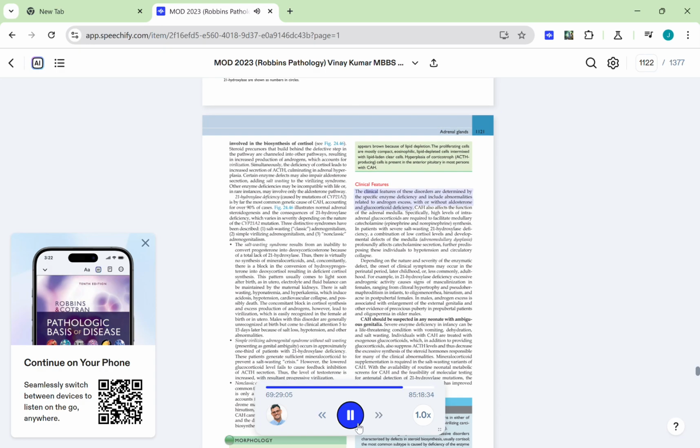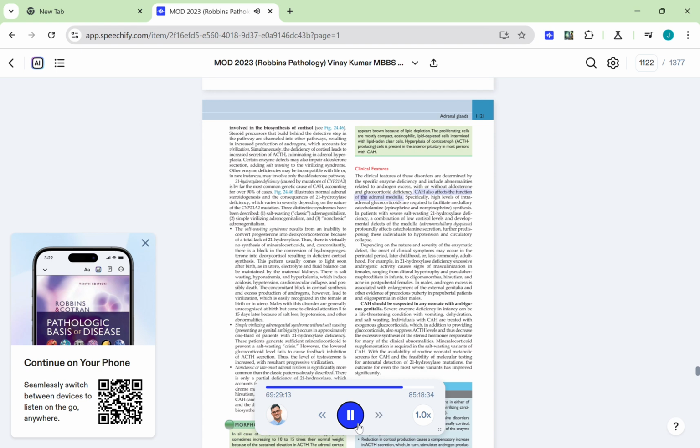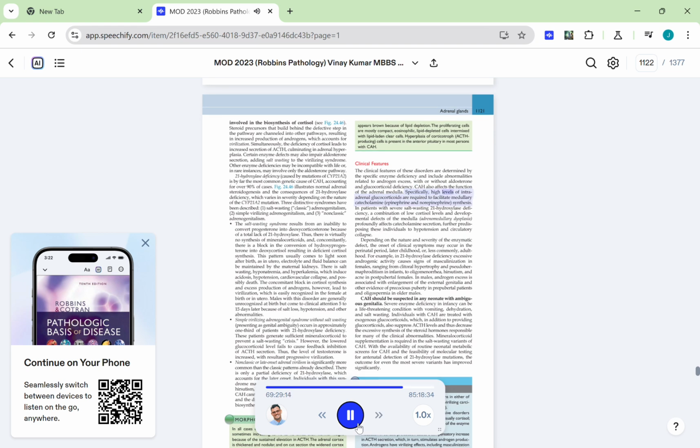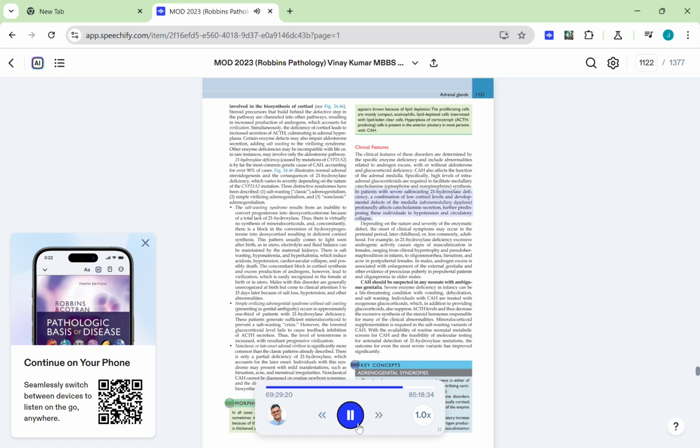Clinical features. The clinical features of these disorders are determined by the specific enzyme deficiency and include abnormalities related to androgen excess, with or without aldosterone and glucocorticoid deficiency. CAH also affects the function of the adrenal medulla. Specifically, high levels of intraadrenal glucocorticoids are required to facilitate medullary catecholamine synthesis. In patients with severe salt-wasting 21-hydroxylase deficiency, a combination of low cortisol levels and developmental defects of the medulla profoundly affects catecholamine secretion, further predisposing these individuals to hypotension and circulatory collapse.